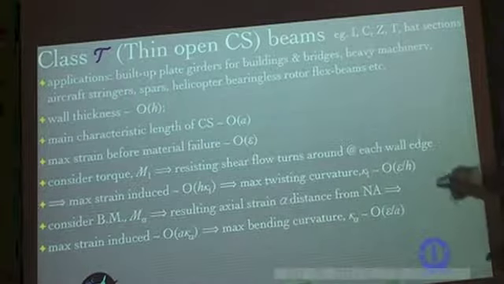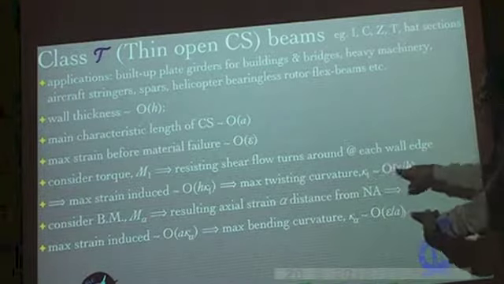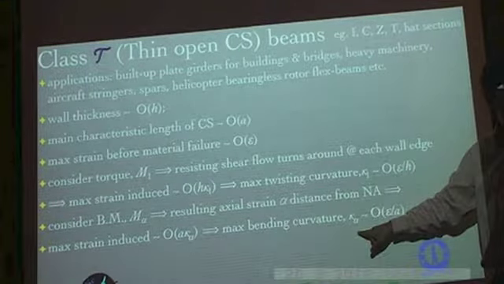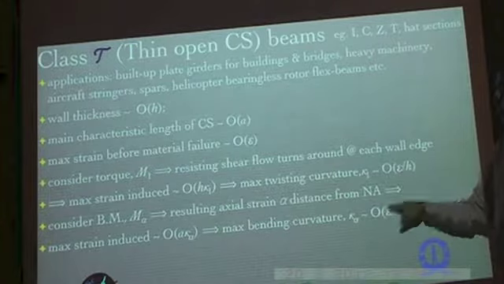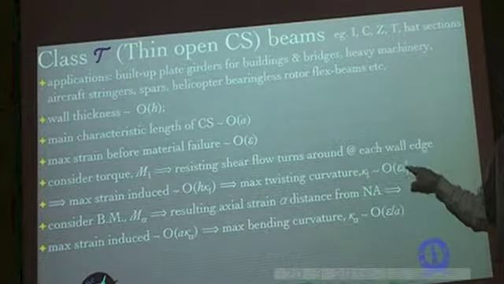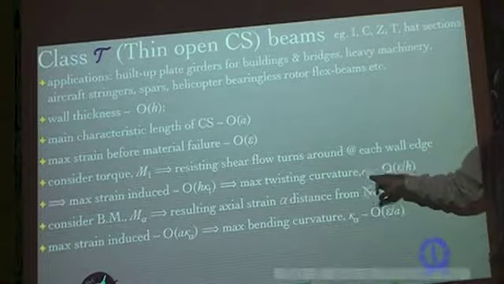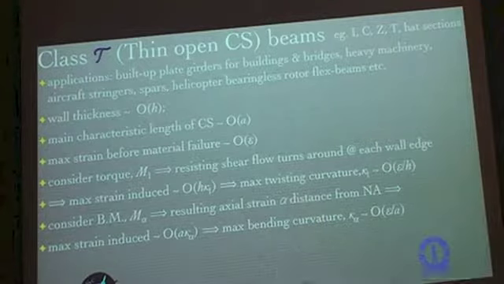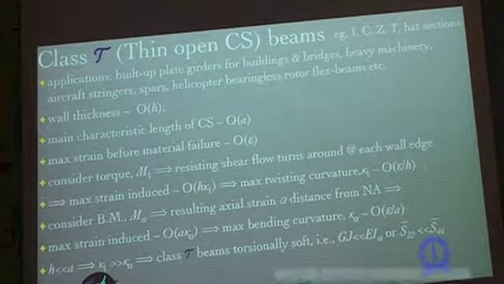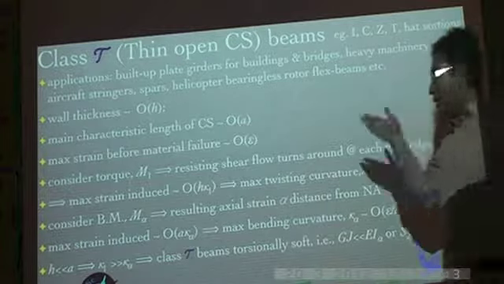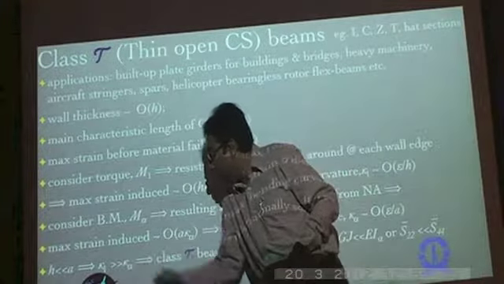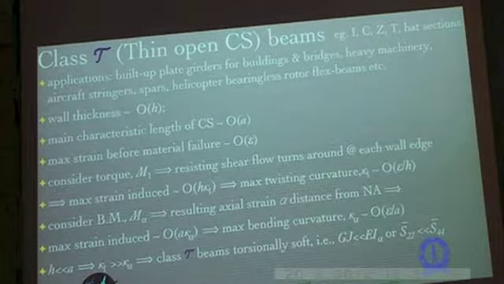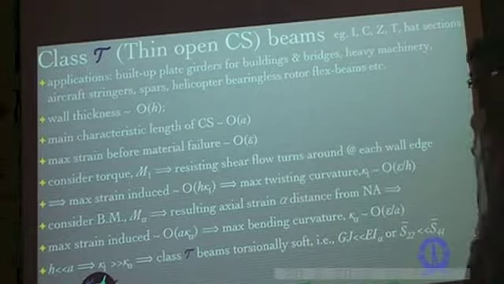Now you basically see a difference between these two. Kappa 1 is of the order of epsilon by H, whereas your other two kappas, namely kappa 2 and kappa 3, are of the order of epsilon by A. The numerator is the same, but the denominator in one case is much smaller, and therefore your kappa 1 can be much larger compared to your kappa alphas. So H is very small compared to A, which means that kappa 1 is much larger compared to kappa alpha, and therefore class T beams are torsionally soft. In other words, the torsional stiffness is very small.